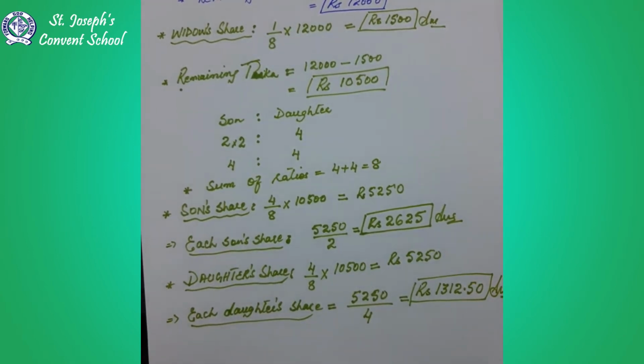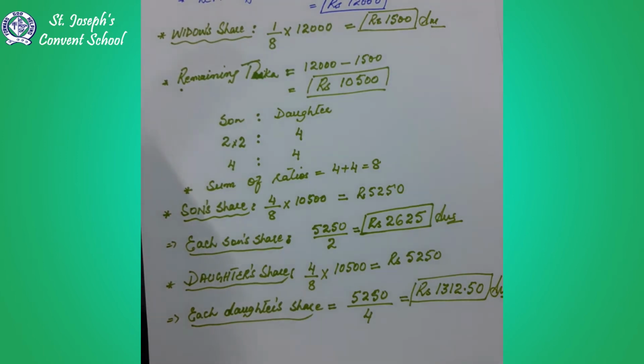Now this first and third example, both you have to do the same way. Debt is given, subtract the debt from the tarka, then find the widow's share, then again find the remaining tarka and divide among the son and the daughter. Son's share is double, so son multiplied by 2. There were 2 sons, so 2 multiplied by 2. Then find the sum of ratios, and after finding the sum of ratios you will find the son's share and the daughter's share.